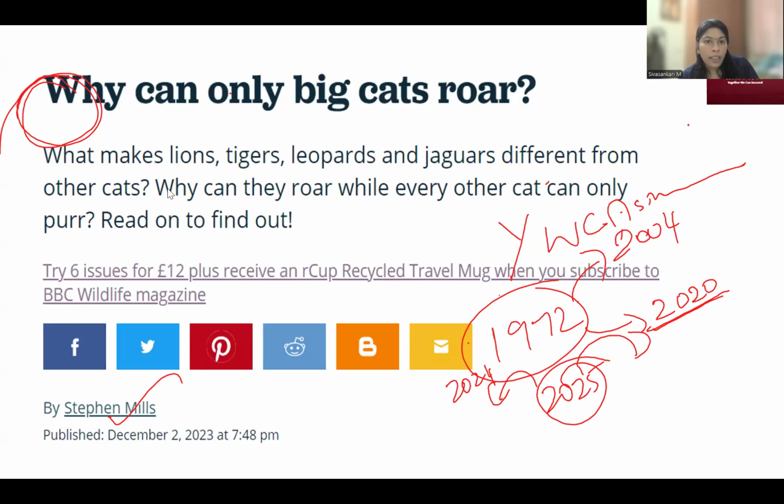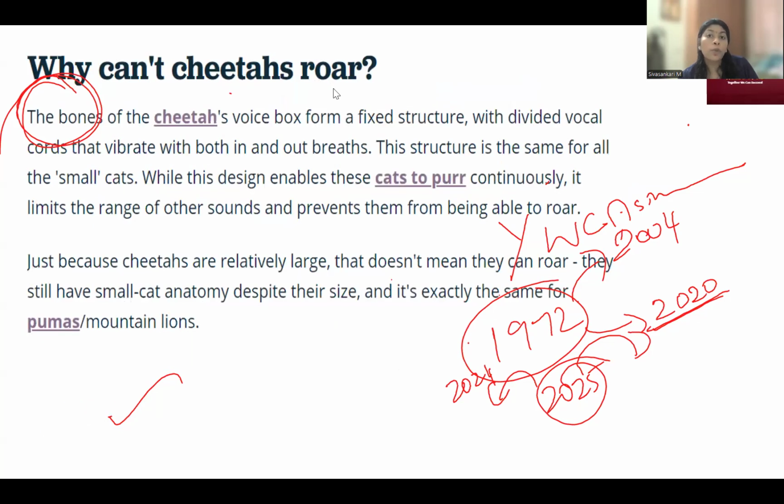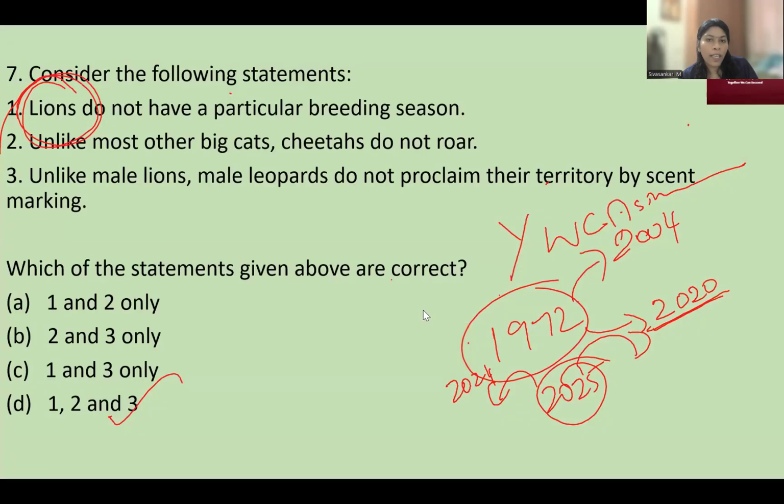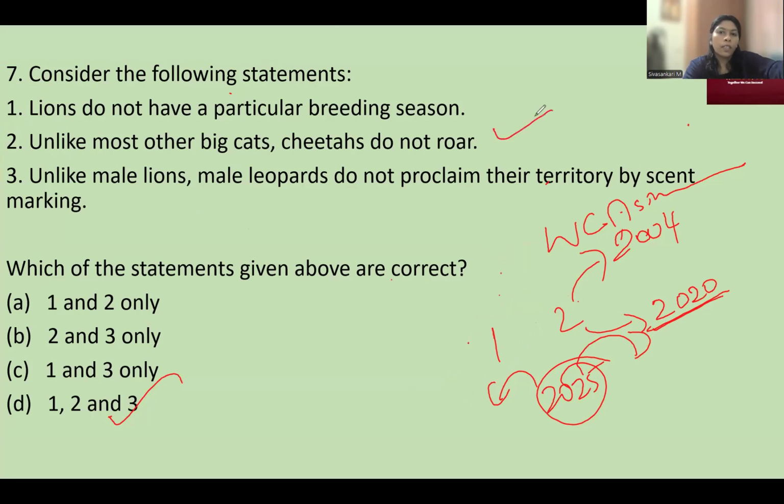Okay. And in the big cats, why can't cheetahs roar? That was a news article which was released. If you have read this from the popular magazine, then you definitely know, unlike most other big cats, cheetahs do not roar. Yes, that is right. And then come to these two statements. So two is right.